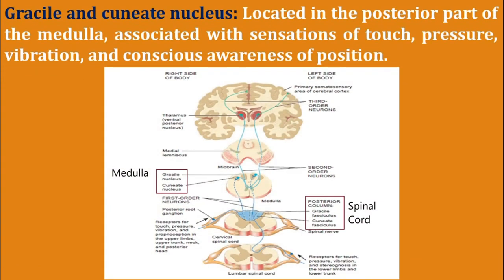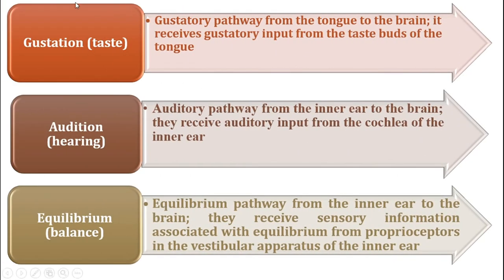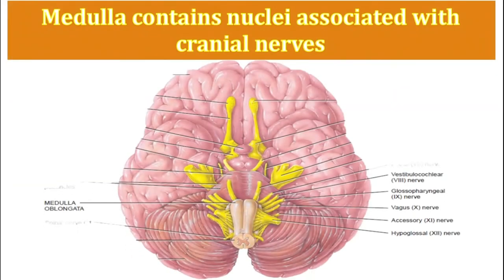Talking about the posterior medullary nuclei, there is gracile and cuneate nucleus, which is associated with sensations of touch, pressure, vibration, and conscious awareness of position. Nuclei for sensory pathways, like taste, hearing, and balance are also present in medulla. At last, medulla has nuclei for cranial nerve number 8, 9, 10, 11, and 12. Hope you enjoyed the quick revision of medulla.